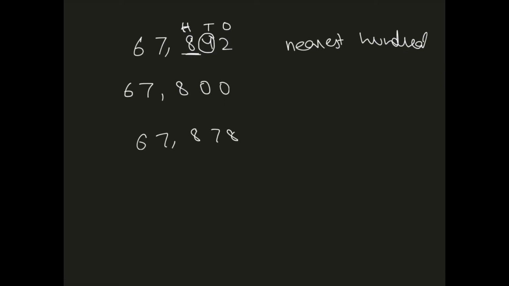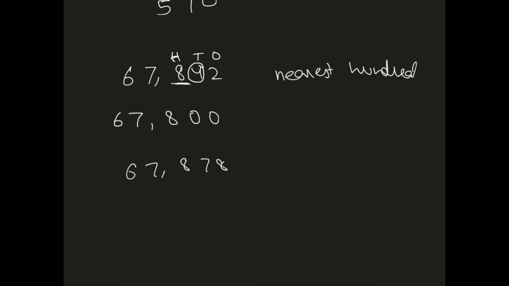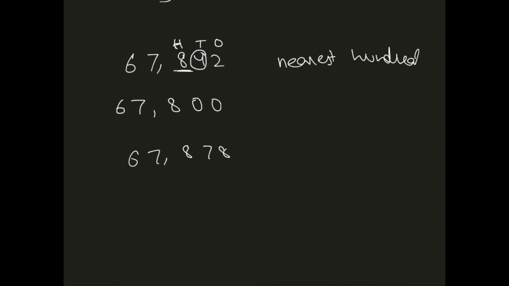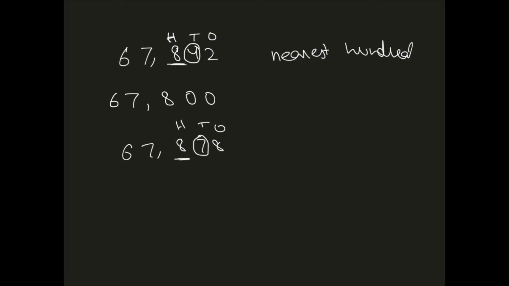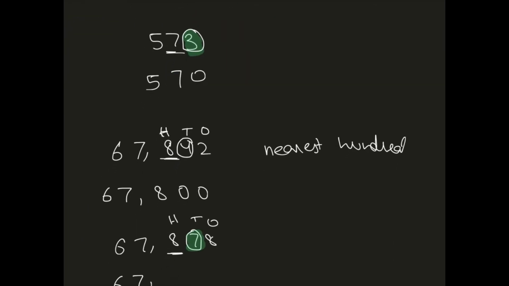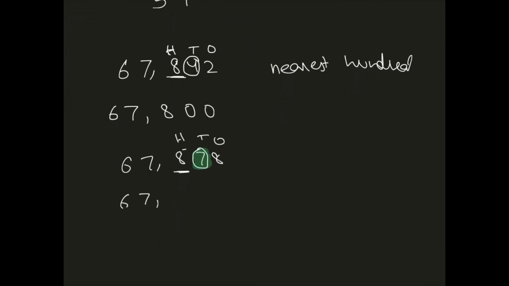67,878, in the same case we have to round it off to the nearest hundred. So again, we write ones, tens and hundreds. You underline the number which is on the hundreds place, and you circle the number after it. Anything on the left hand side of the underlined number remains the same. Because this number is more than 5, the first condition is being fulfilled. When the first condition is fulfilled, you add 1 to it. When you add 1 to 8, it becomes 9. So instead of 8, we write 9. And anything after the underlined number becomes 0. So instead of 7 and 8, you write 0 and 0. So now it becomes 67,900.